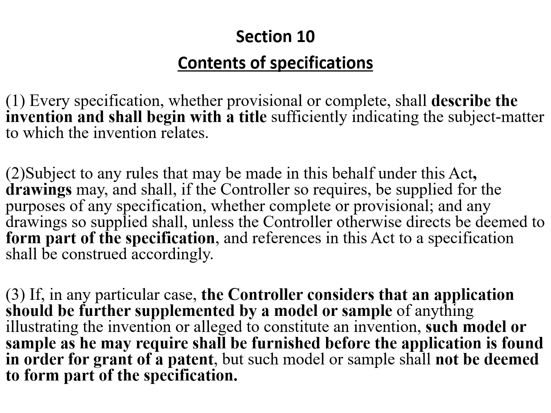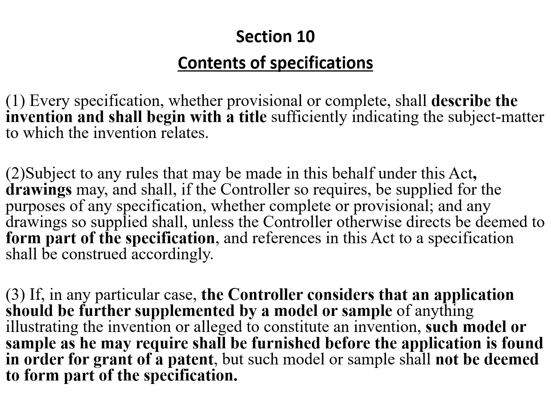Section 10 deals with the contents of the specification. What is to be included in a specification? There are various subsections of Section 10. Subsection 1 says that every specification, whether provisional or complete, shall describe the invention and shall begin with a title that sufficiently indicates the subject matter to which the invention relates. So a title is very important. Then the invention should be well described in the specification, whether it is provisional or complete.